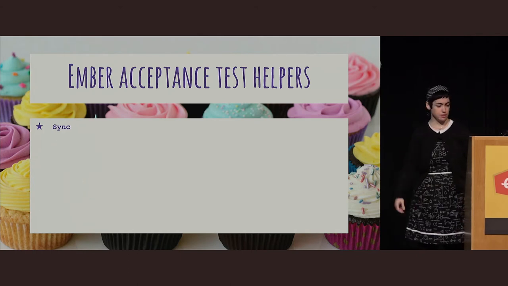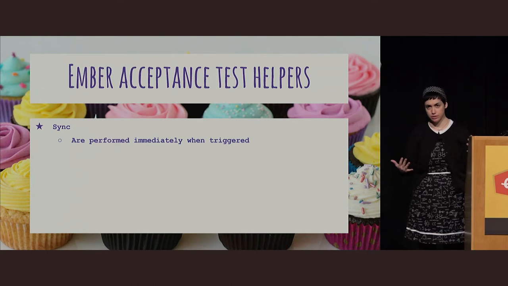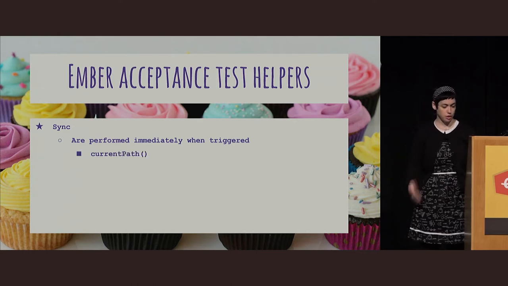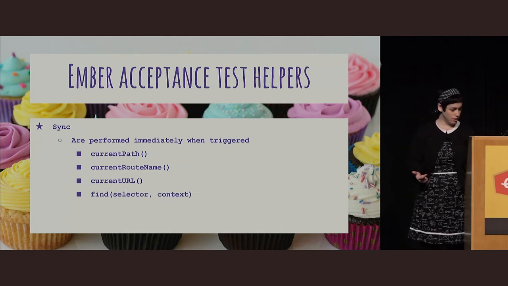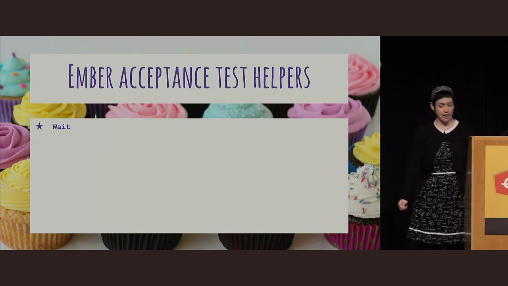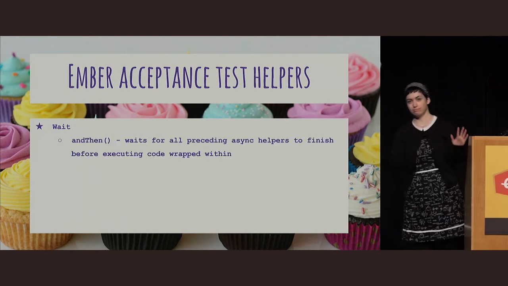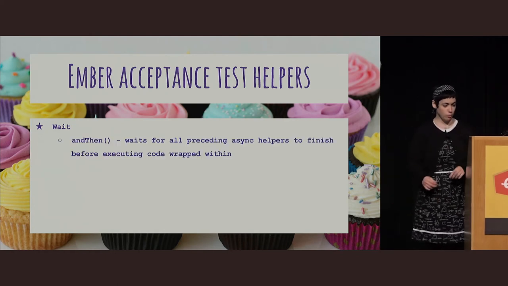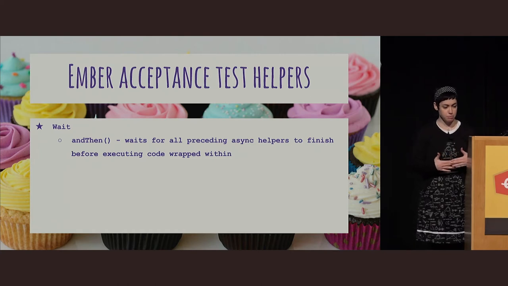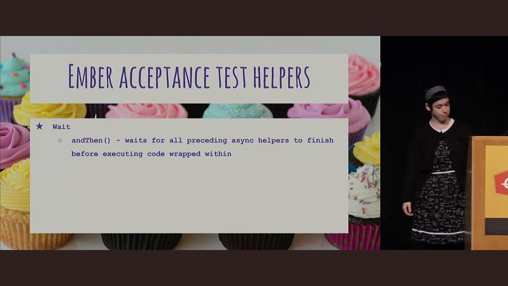The sync test helpers are performed immediately when triggered. Some of those are currentPath, currentRouteName, currentURL, and find. And finally, the wait helpers, which is really just one helper, andThen. andThen waits for all the preceding async helpers to finish before executing the code wrapped within.